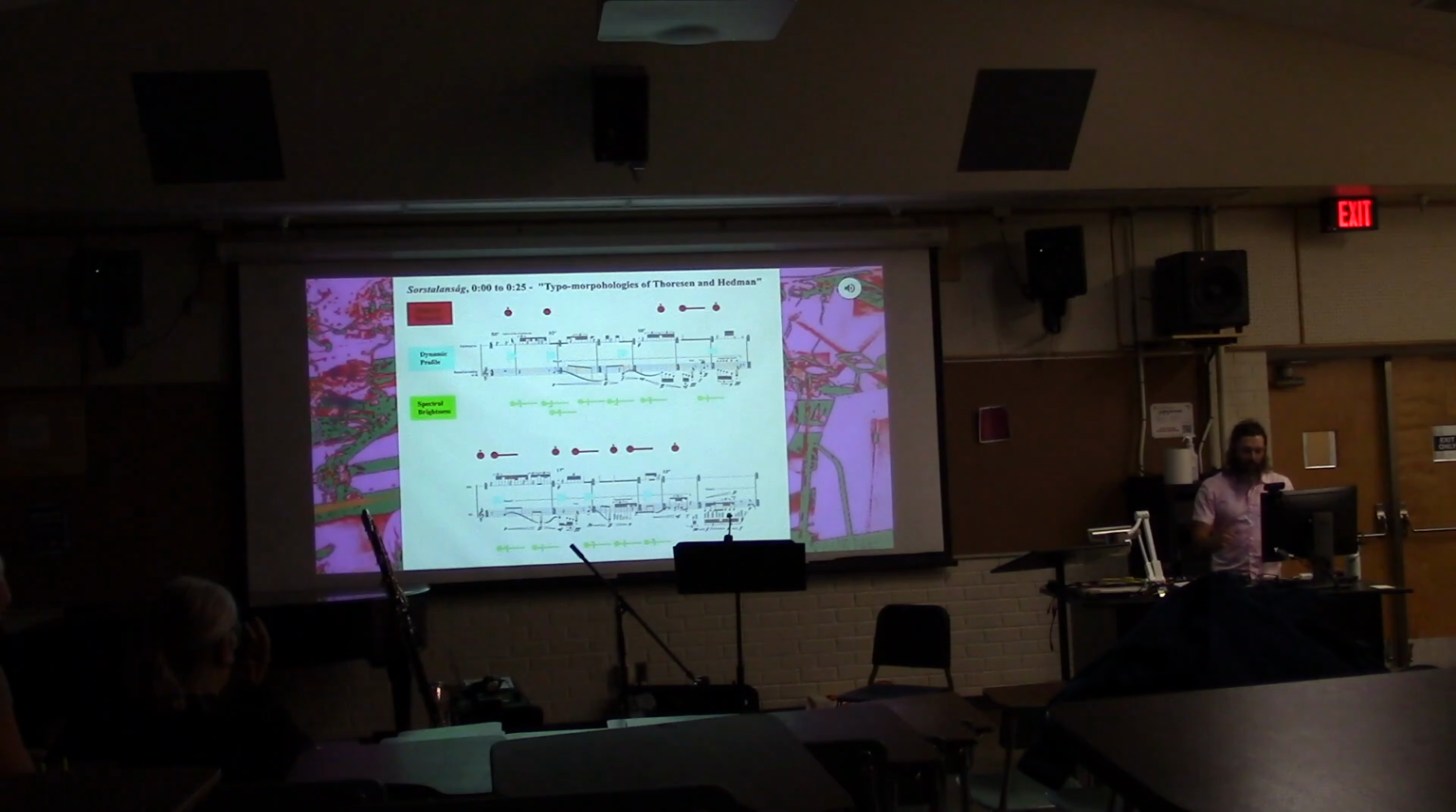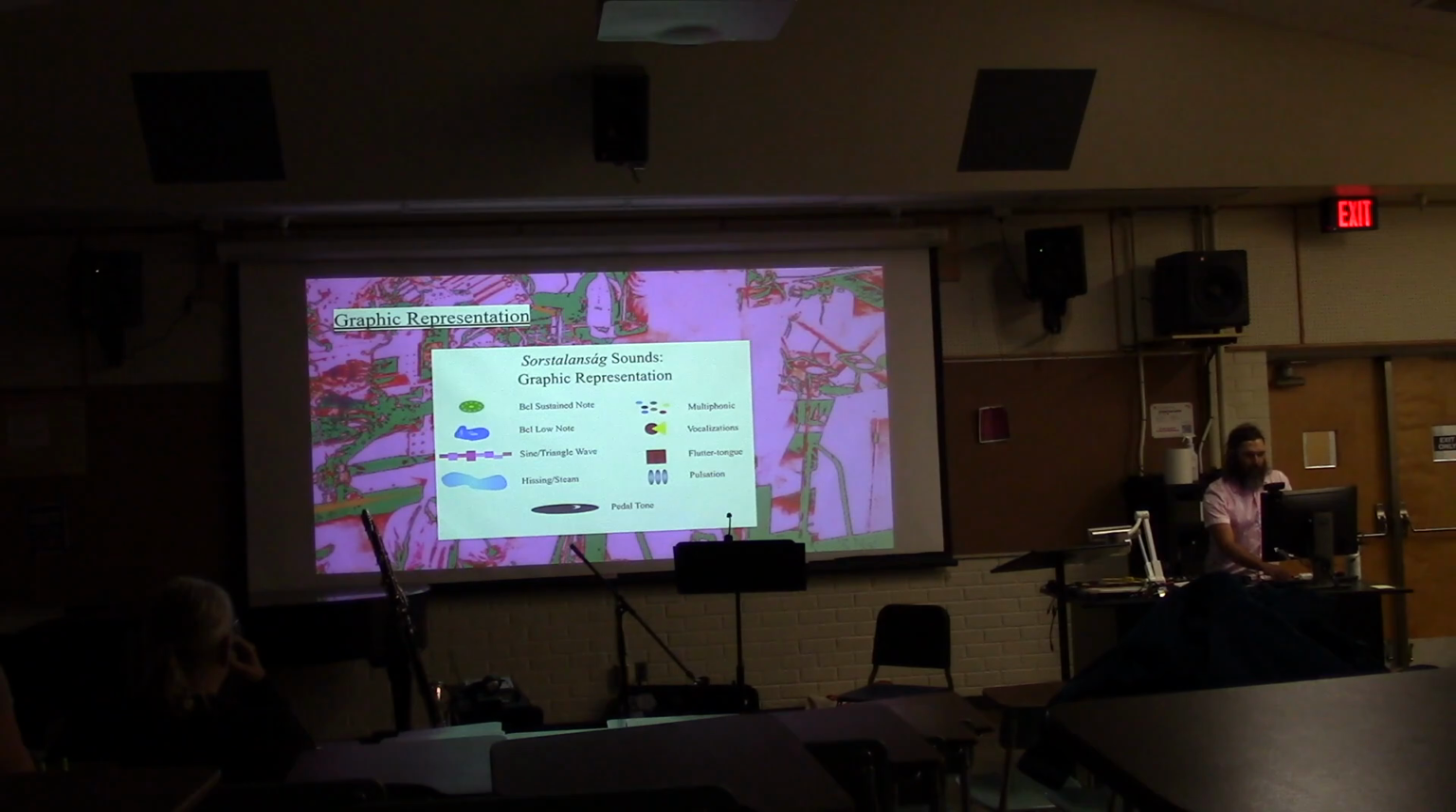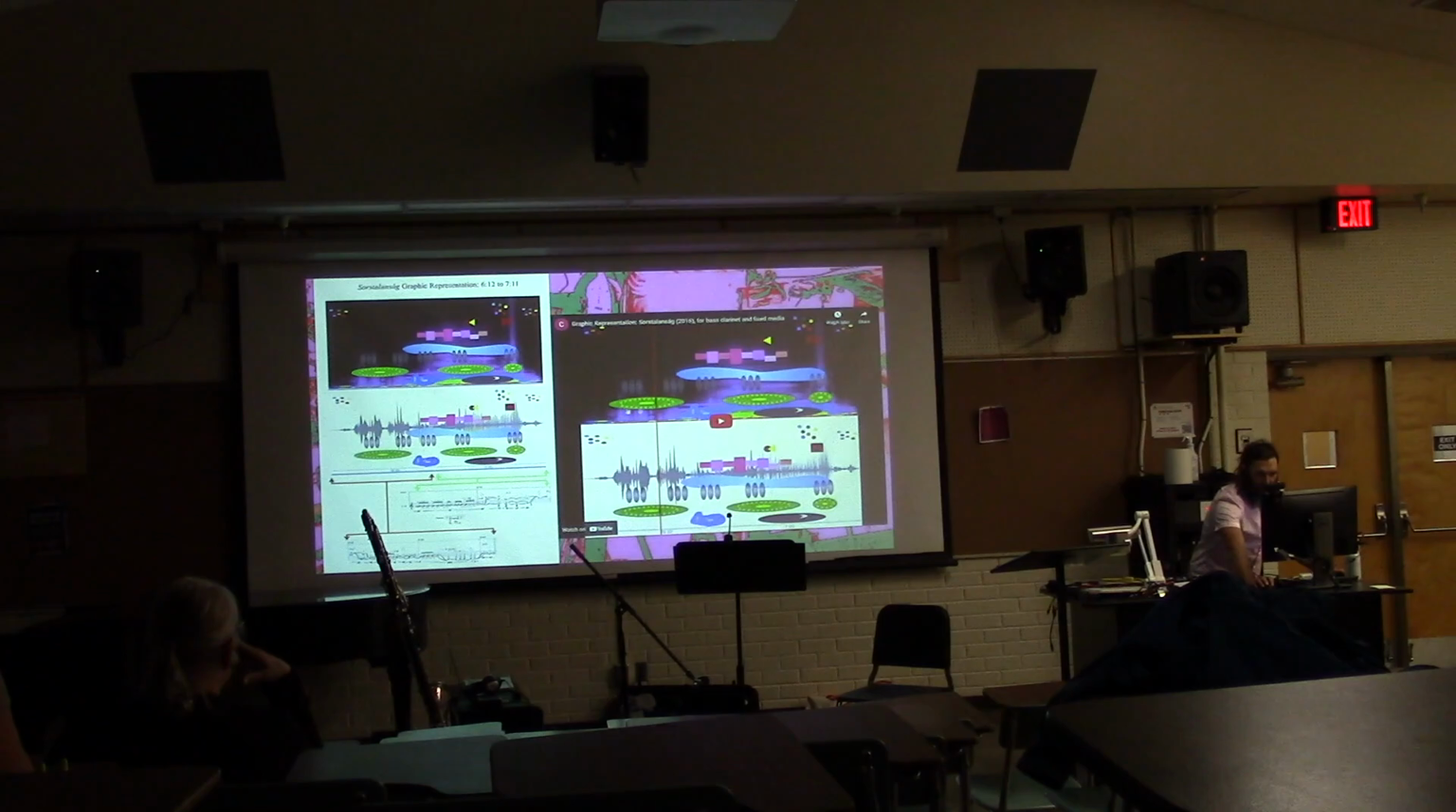Another way, you can do a graphic representation. So with this, I took the symbols, I lined them up with these little, what's happening in the music. So here we go. For instance, these green things are sustained sine waves. The gray circles are little pulsings. The blue is a pedal tone of the bass clarinet.